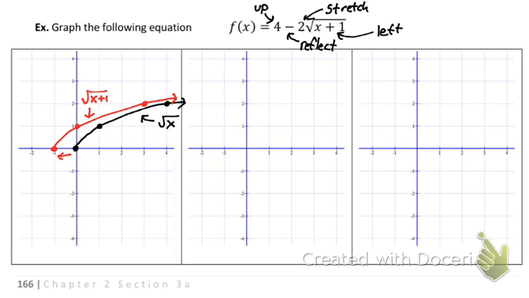I'm going to move to the next graph. The next thing we're supposed to do is our stretch. So we're going to multiply all those y values by 2. The only one that's going to stay put is that point right there, because it's our 0. I'm multiplying 0 by 2. Let me do this in green on the next graph. You can put them all on one graph if you want to.